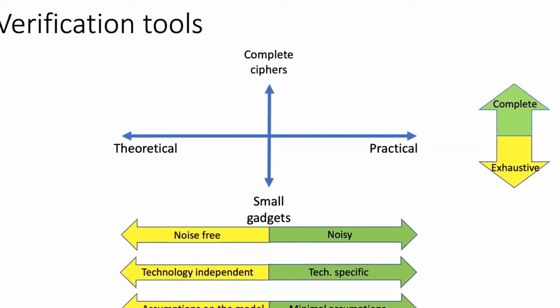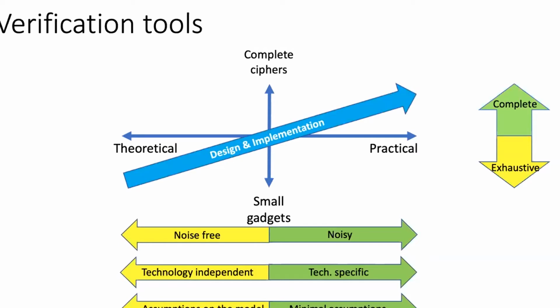Then we can have tools more suitable, as I said, for small gadgets or complete ciphers. The first tools have the advantage of providing an exhaustive security analysis. Since we have a small gadget, we can exhaust all possible security scenarios, giving a more thorough verification assessment. On the other hand, tools suitable for more complete ciphers cannot give an exhaustive verification assessment, but can give a more comprehensive or more complete security assessment. And since we are not able to exhaust all possible scenarios, we usually rely on statistical methods to compensate for that. So I think all the tools are complementary, and to achieve a thorough verification, we need to use multiple of them throughout the whole design and implementation process.